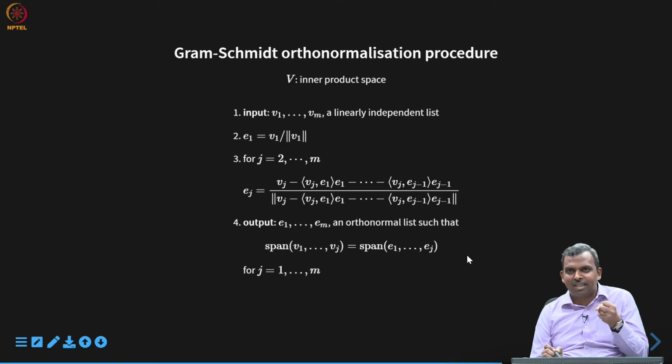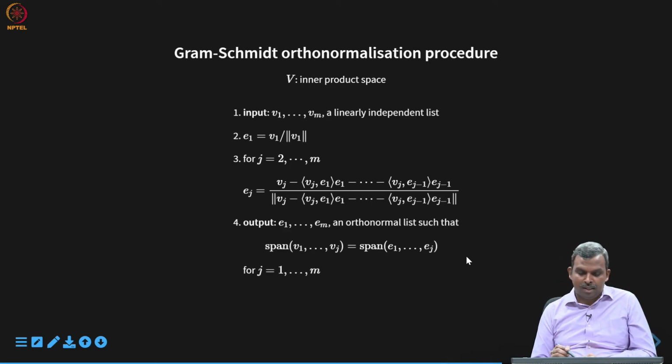So there are these processes which are very important. First was the elementary row operations, which helped you do rank and all that. Next was this upper triangularization with eigenvalues, which helped you do something, and here is an orthonormalization process. From linear independence you can go to the orthonormal case also.